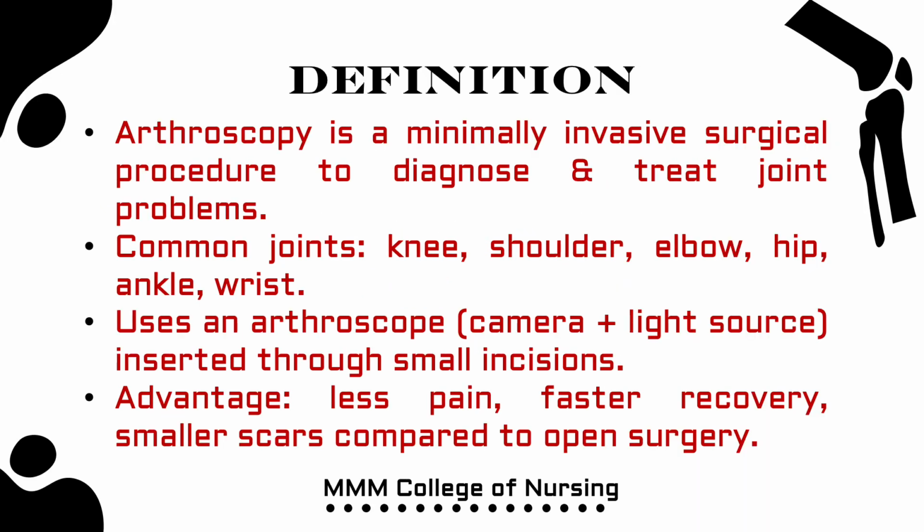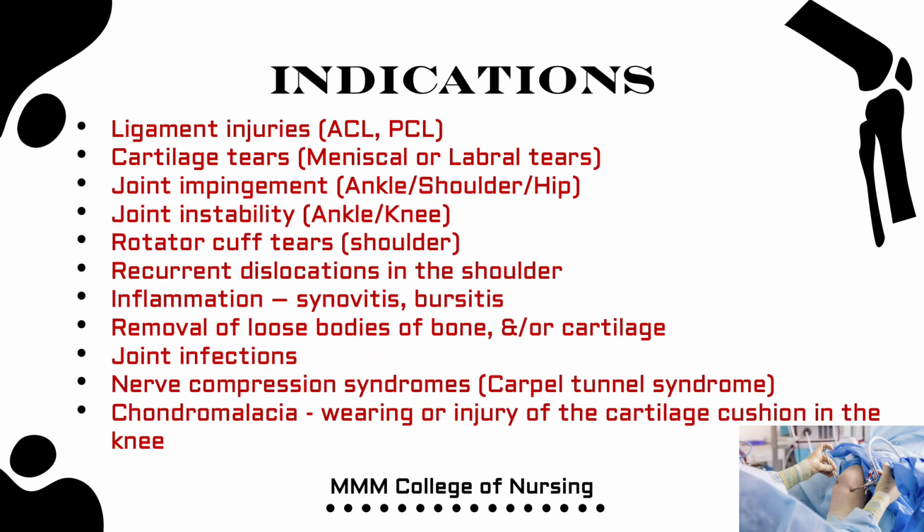Arthroscopy is a minimally invasive surgical procedure to diagnose and treat joint problems. The common joints are knee, shoulder, elbow, hip, ankle, and wrist. In this procedure, the doctor uses an arthroscope, which has a camera as well as a light source, which are inserted through small incisions. The advantage of this procedure is that there is less pain, the recovery is faster, and the scars are much smaller compared to open surgery.